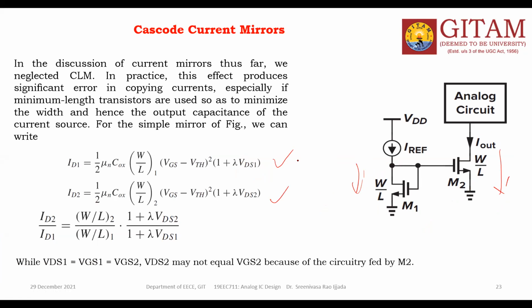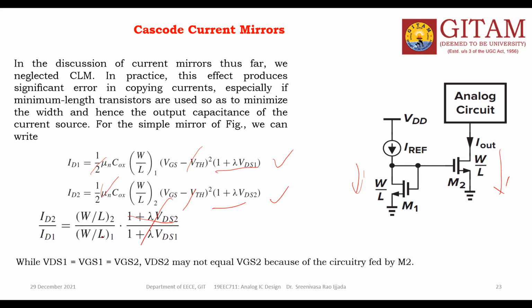No doubt for all of you. Now, ID2 by ID1: ID2 is nothing but I out, and ID1 is I reference. So ID2 by ID1 is equal to, they are all the same thing, so they cancel each other. But W by L of 2 and W by L of 1, and these two factors will remain. Earlier, this was not there. This is our formula for the ratio of I out to I reference.